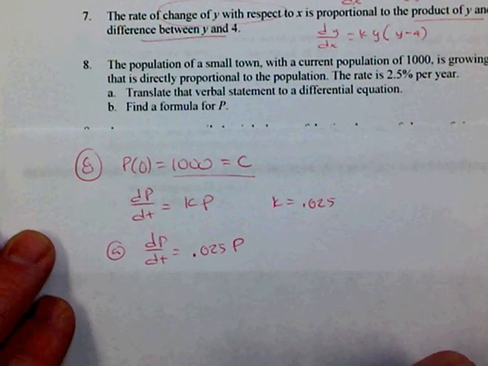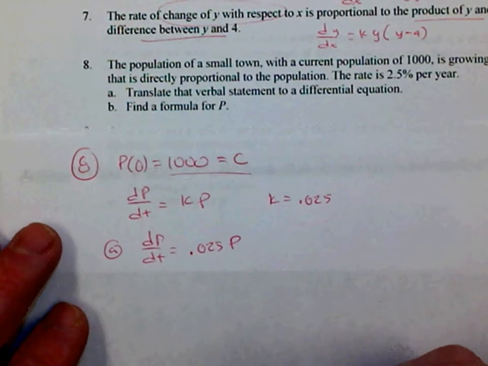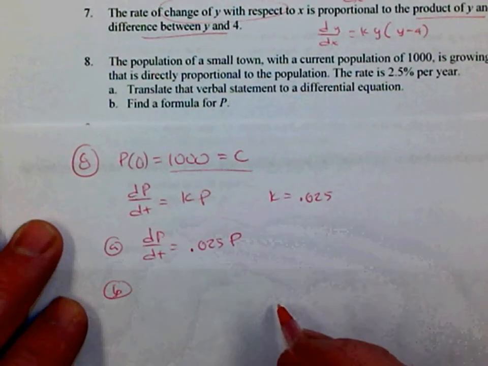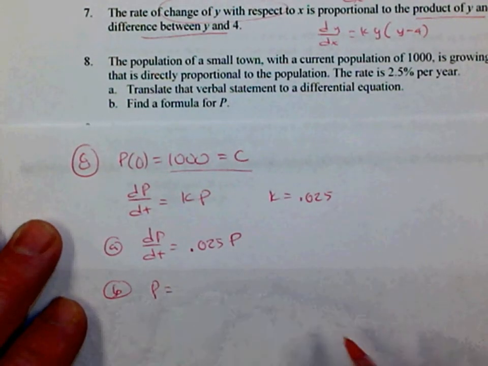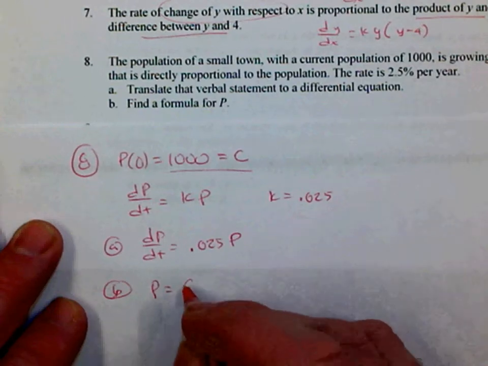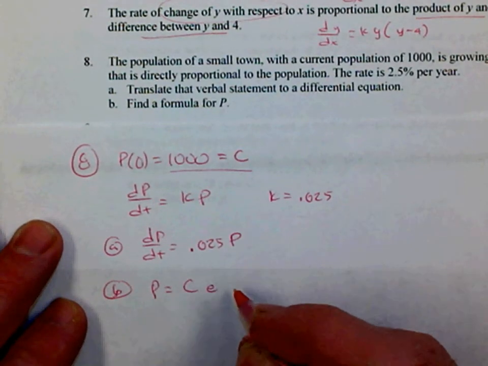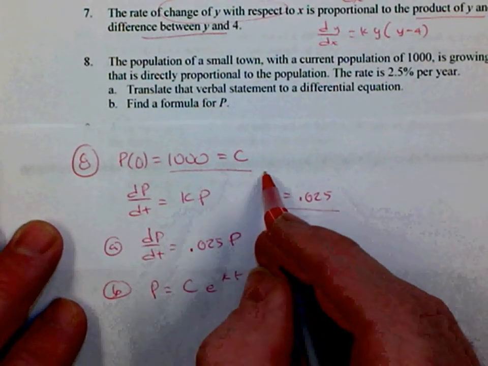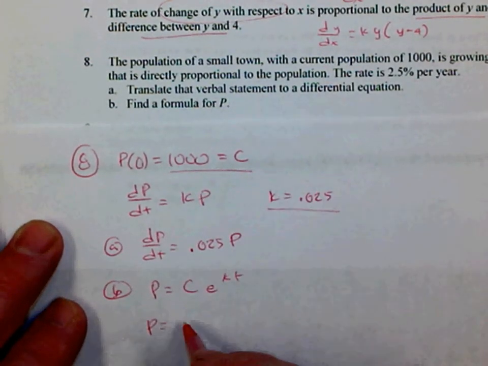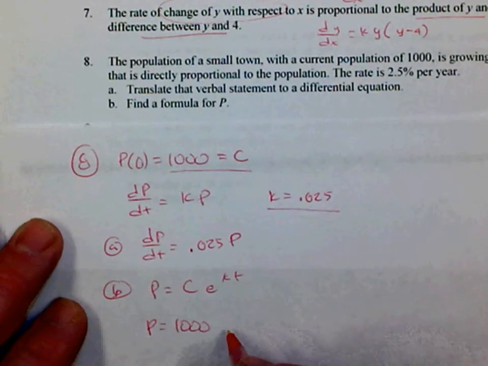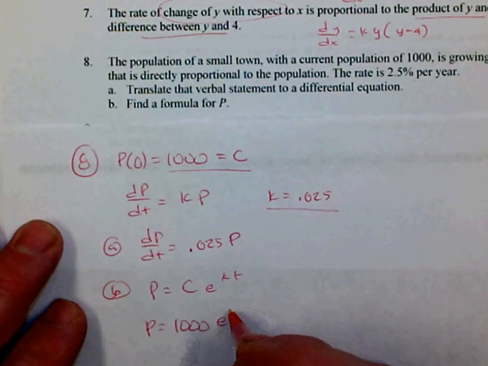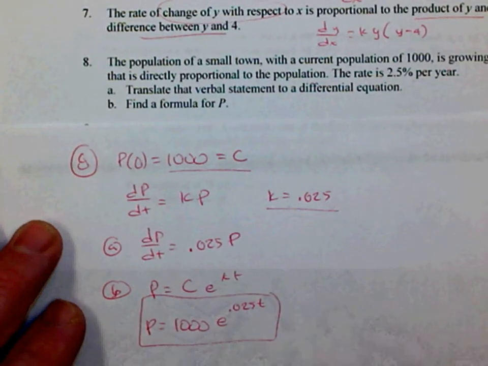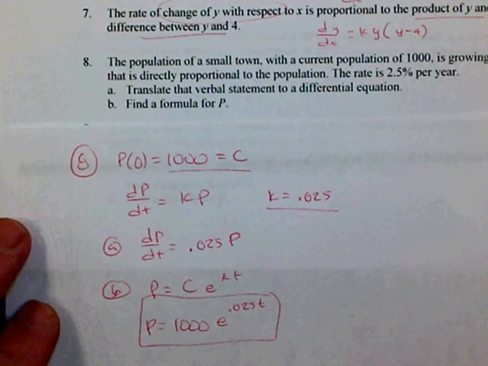We want to find a formula for P. We know that given this, we should expect our equation to be of this form: P equals some constant C times e to the kt. Again, we know K, we know C, so our equation would be P equals 1,000 e to the 0.025t. We're done. Let's take a look at the next one.